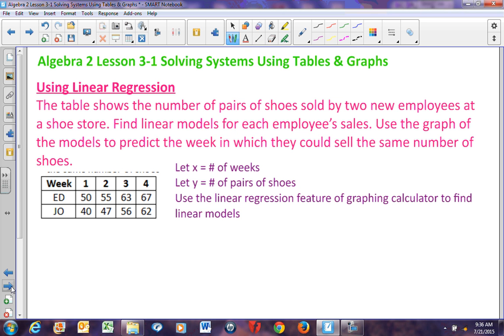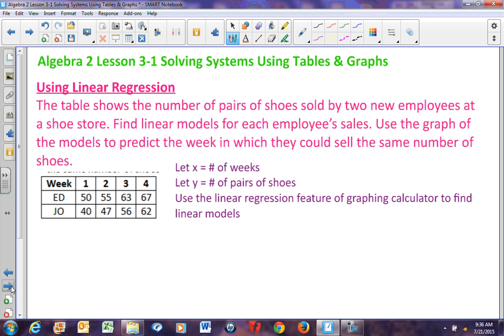All right, so it says, use the table shows the number of pairs of shoes sold by 2 new employees at the shoe store. Find linear models for each employee's sales. Use the graph of the models to predict the week in which they could sell the same number of shoes. Right? And it's not too hard to use. What we're going to do here is let x equal our number of weeks, because the number of weeks is independent and the number of shoes is dependent. The number of shoes they sell is dependent on the number of weeks that they sell shoes.